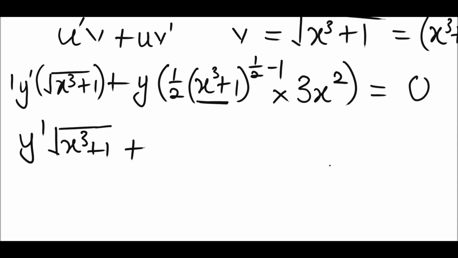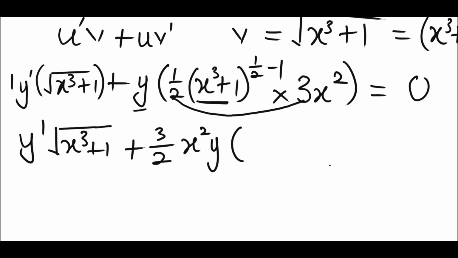Then we move to the next side. Here we have half, so we can multiply this by this. We are going to get 3 over 2 x squared multiplying this y. So we are going to get 3 divided by 2 x squared y. Then in bracket we have (x cubed plus 1) having an exponent of negative half, because half minus 1 will give us negative half, all equal to 0.